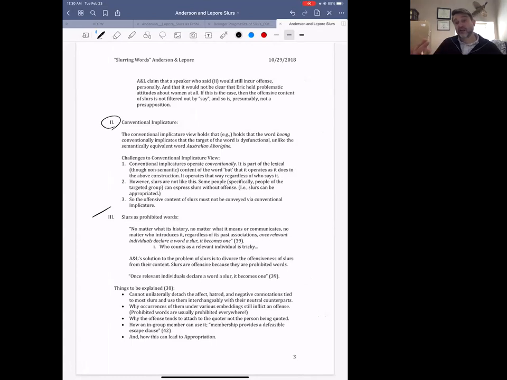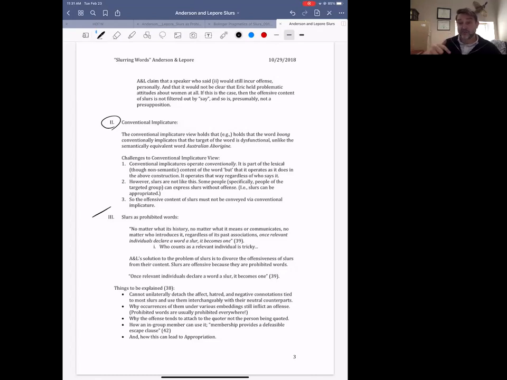But then there's this third account, and this is the account that Anderson and Lepore really focus on. It's the one that their article that you're looking at discusses primarily. And so what is this view? According to Anderson and Lepore's view, slurs as prohibited words, it's not really something about meaning per se that makes it the case that a slur is offensive, right?